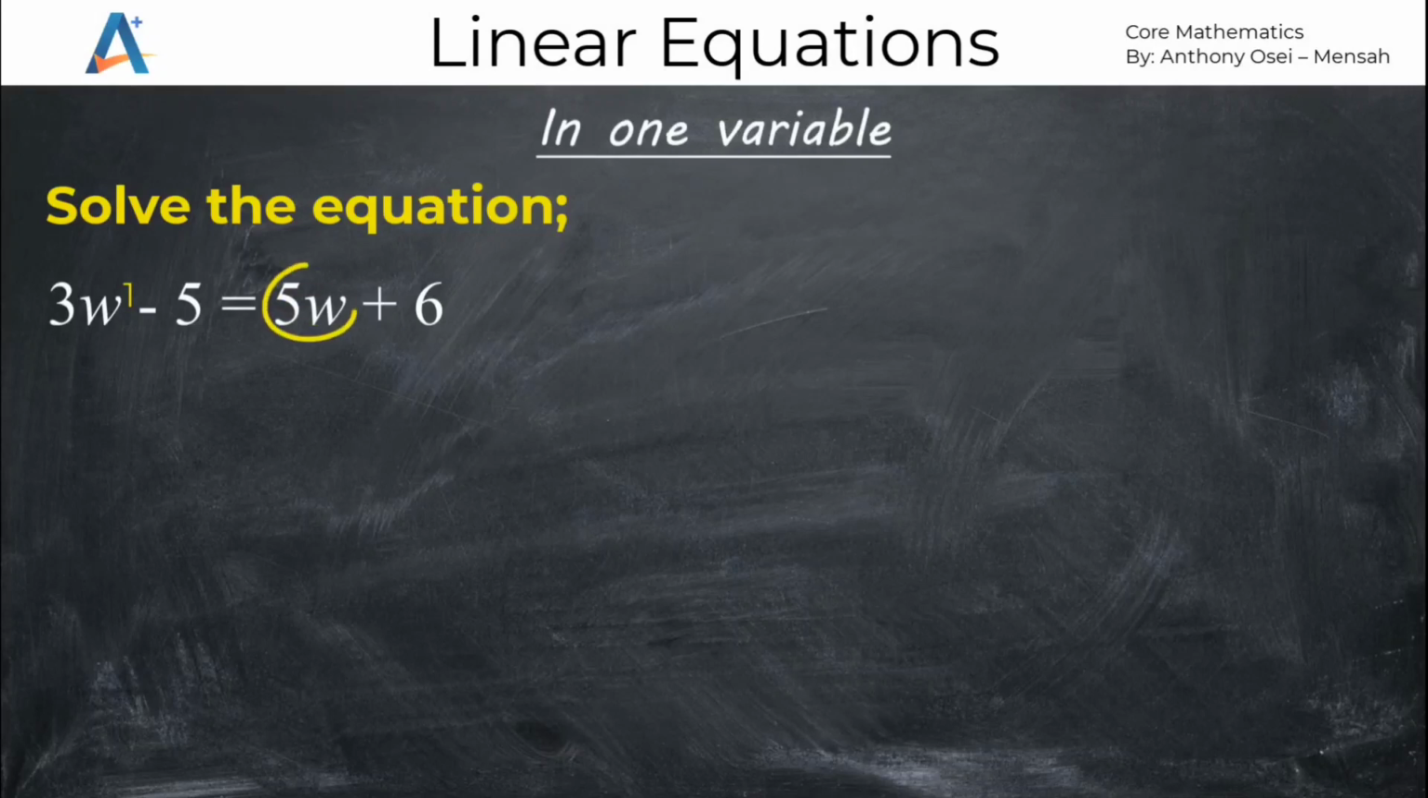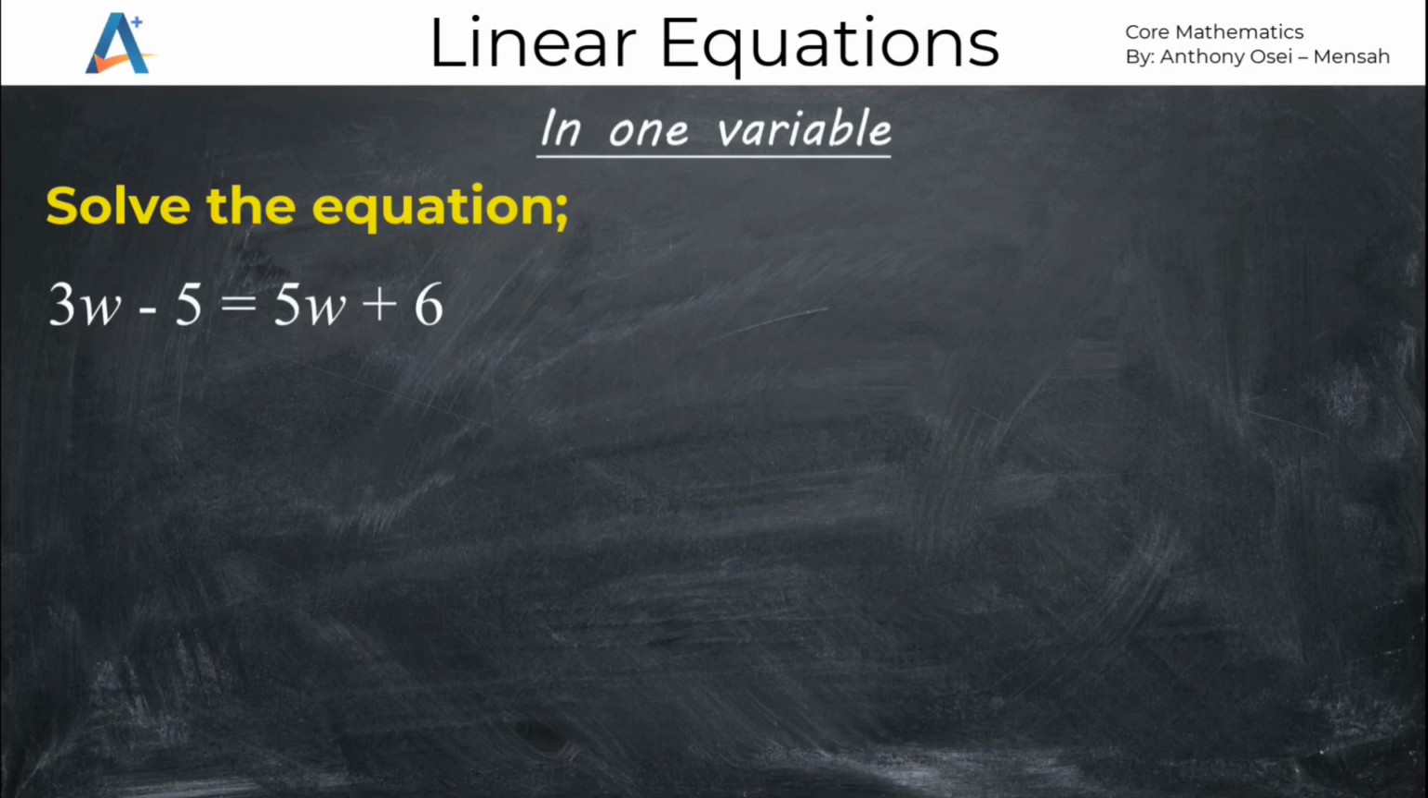So here too, the 5w has no power. So here, w has no power. So the power of w is 1. That is why it is a linear equation, because the highest power of the variable in this equation is 1. Now, in one variable, because the only variable that appears in this equation is w. So this is a linear equation in one variable.